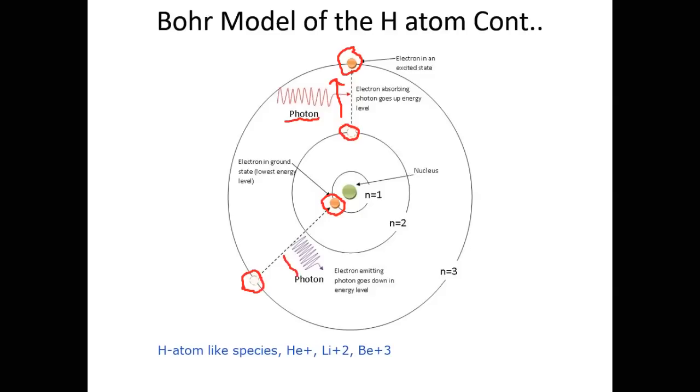So again, the further the electron descends, or the greater the difference between the energy levels, the more energy that photon will have when it's emitted. So the greater the difference in energy levels, the more energy the photon, the shorter the wavelength. The closer together the energy levels, the smaller the energy of the photon, the longer the wavelength.